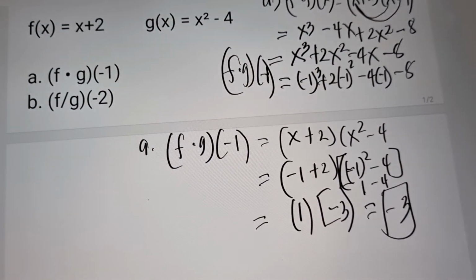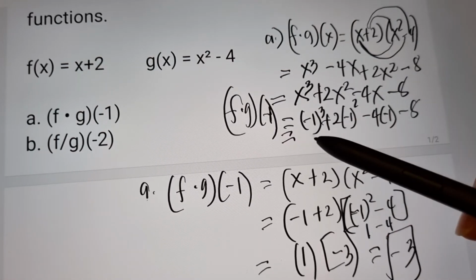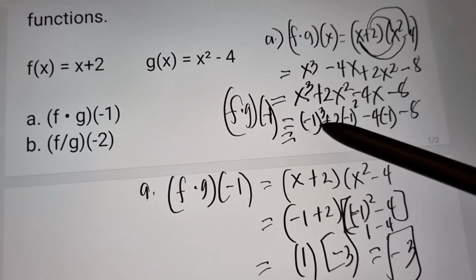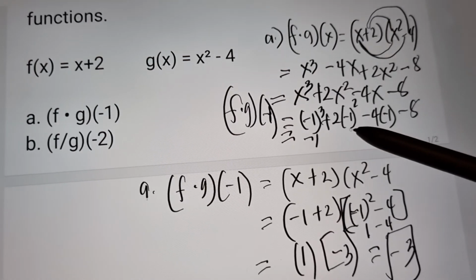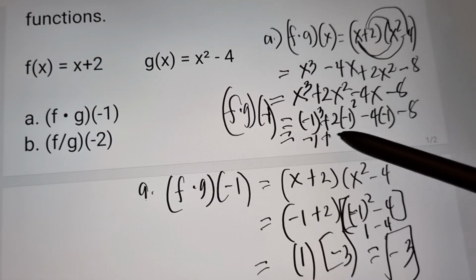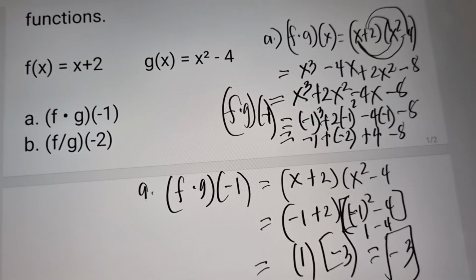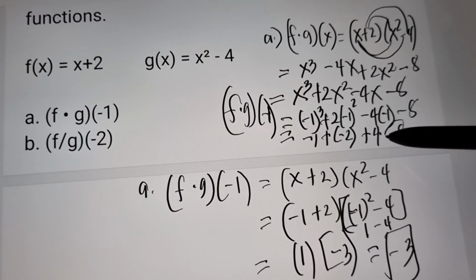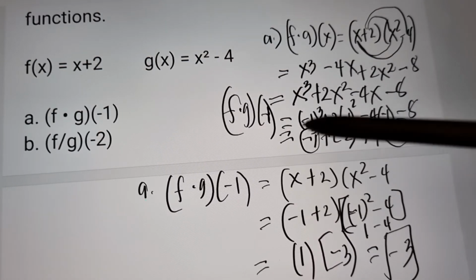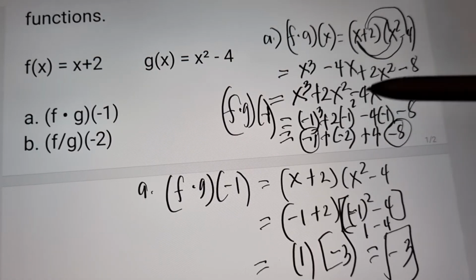Tingnan natin kung pareho ang sagot na negative 3. So dito ngayon, negative 1 cube, that is negative 1. 2 times negative 1, that is negative 2. And then ito naman maging positive 4, ito naman maging negative 8. Okay, so ngayon, ilan ang negative natin? Negative 8, negative 1, so meron tayong negative 9.